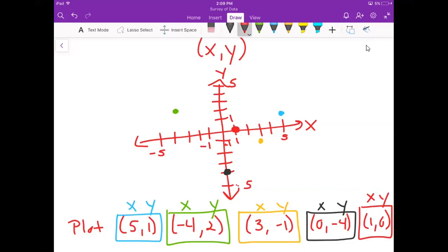And that's how we plot points when we have two variables. We have that Cartesian coordinate system and we can plot both variables together. And we'll use that a lot to see how two variables are related later in the class.